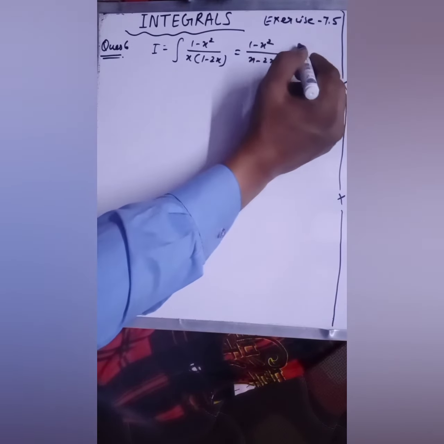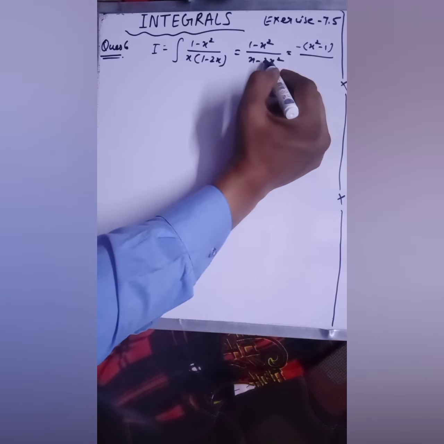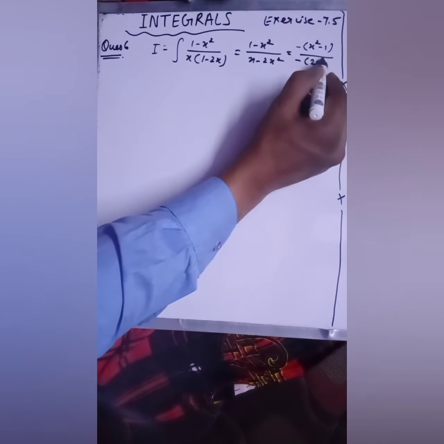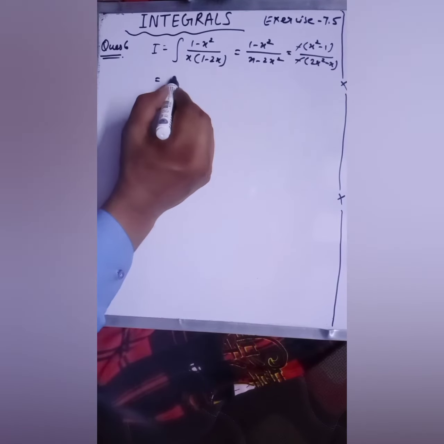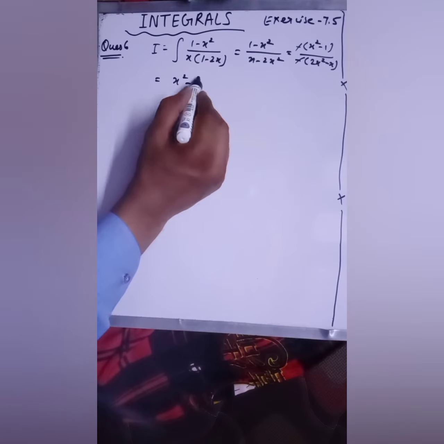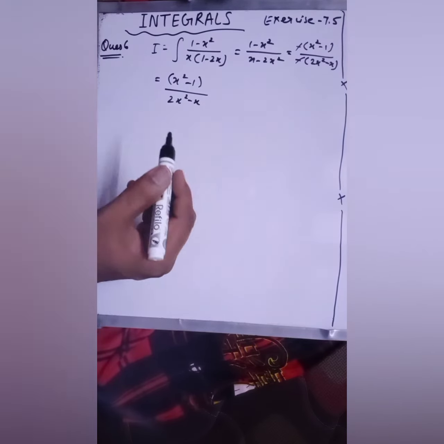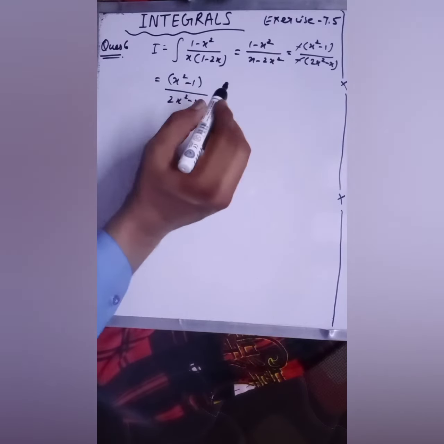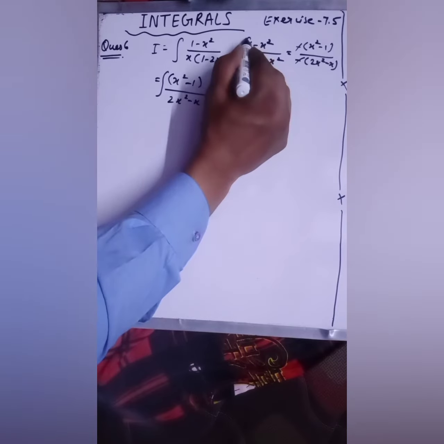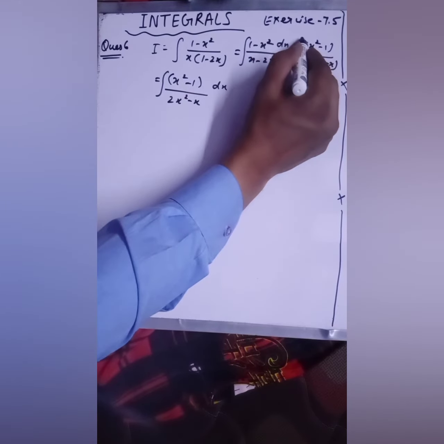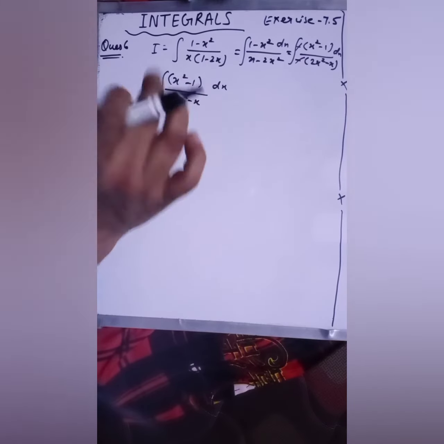So here I am taking minus as common from the numerator, so you will get this one. Similarly, I am taking minus common from the denominator also. So this minus and minus will cancel out, and you will get this term. Okay, so I am just adding this integration sign also. So basically we have to solve this.